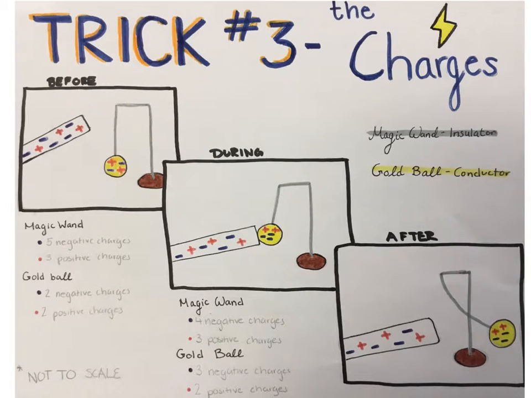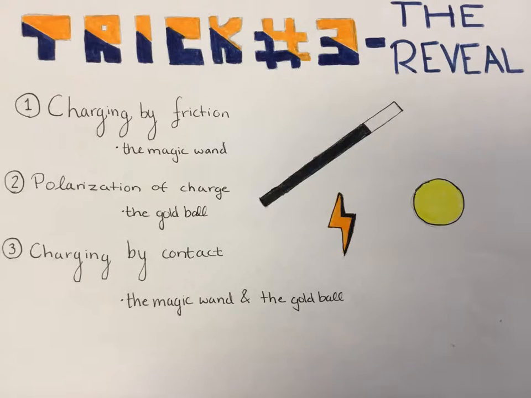In the next slide, I will reveal how this trick works. The magic wand gained negative electrons due to the charging by friction. The ball, on the other hand, is neutral at first but experiences polarization of charge when the wand is brought near it, as the positive charges are attracted to the negative ones of the wand. Once the wand touches it, the ball becomes equally negatively charged as the wand due to charging by contact.